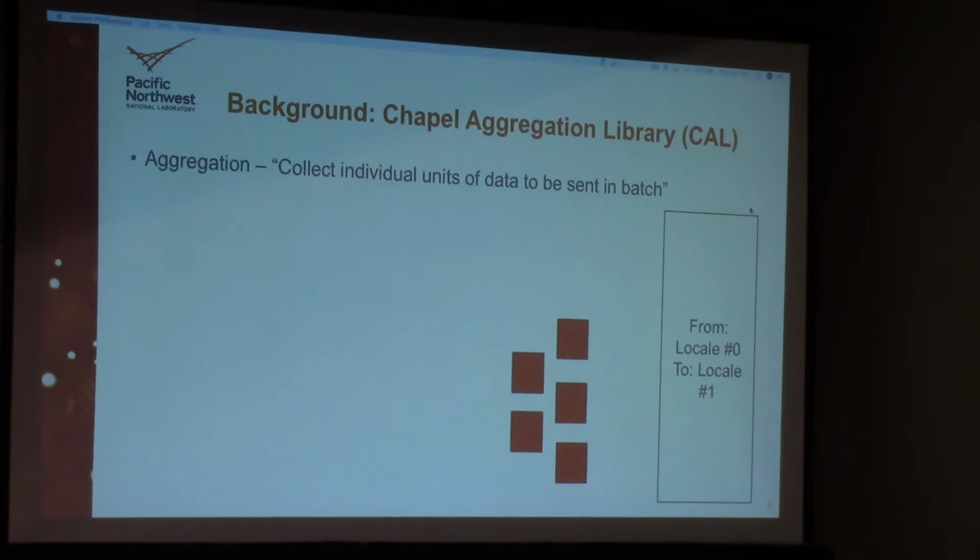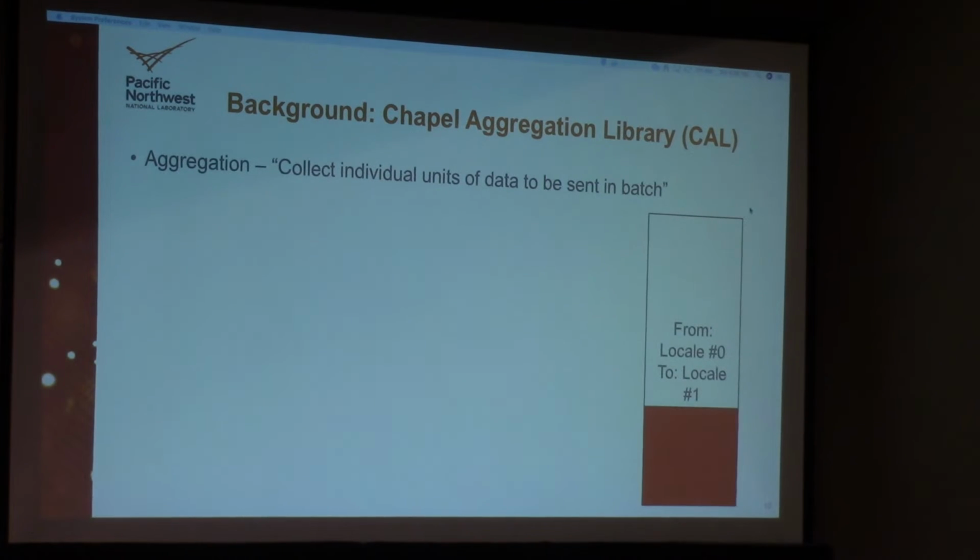And now, while I was developing Chapel HyperGraph Library, one common issue I ran into was that fine-grained operations, of course, are extremely slow. So I implemented the Chapel Aggregation Library, which in essence can be simplified to collecting individual units of data to be sent in batch. It's overly simplified, I would say, but hopefully gets the point across.